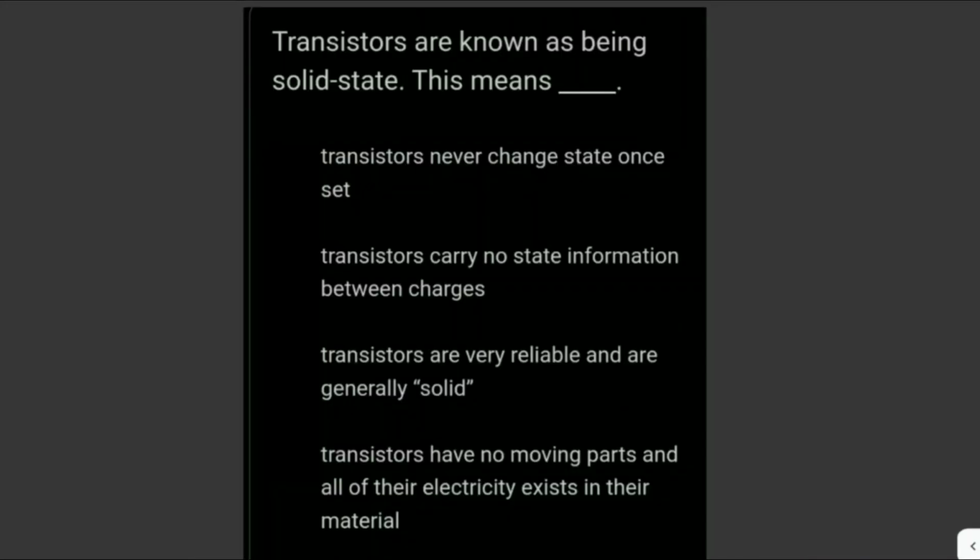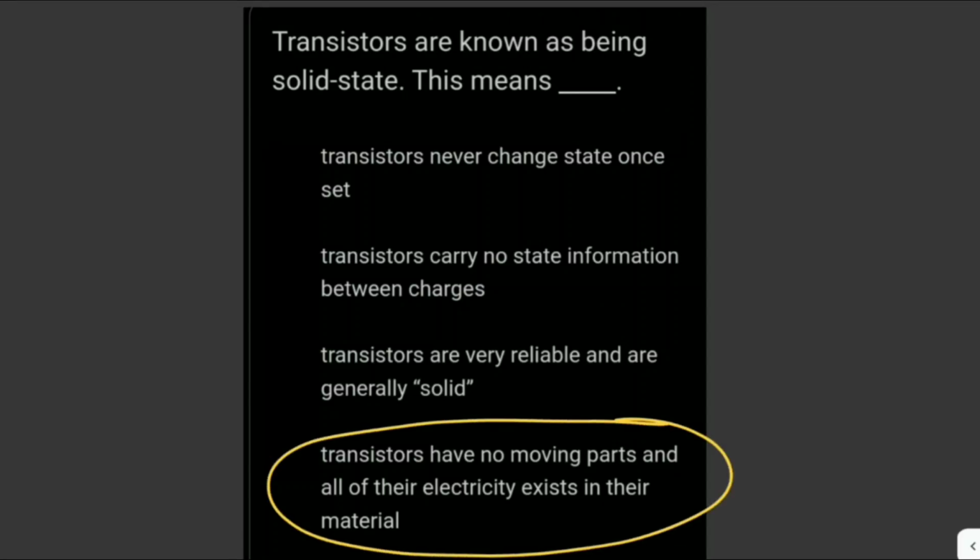Transistors are known as being solid state. This means transistors never change state one set. Transistors carry no state information between charges. Transistors are very reliable and are generally solid. Or transistors have no moving parts and all of their electricity exists in their material. The answer here is this one. Transistors have no moving parts and all of their electricity exist in their material.